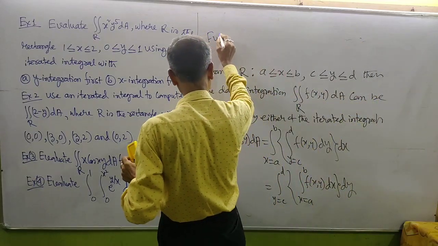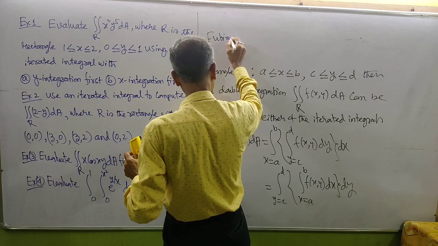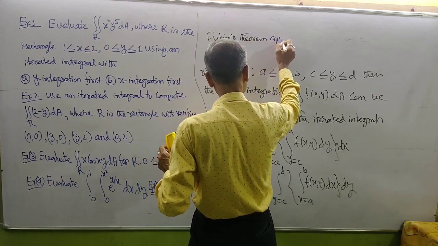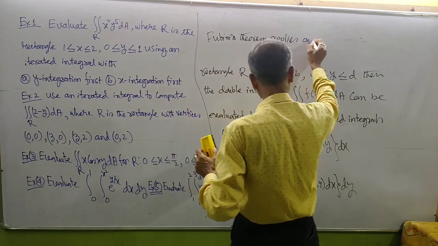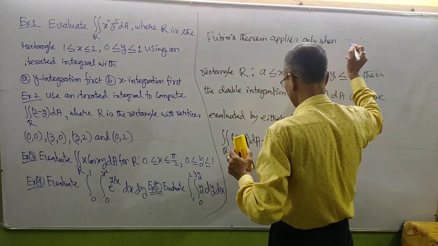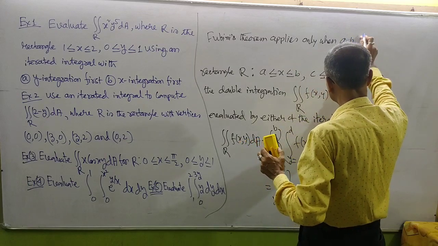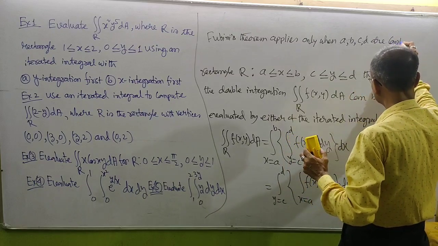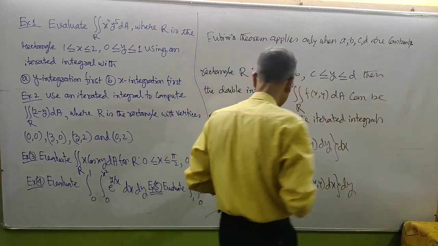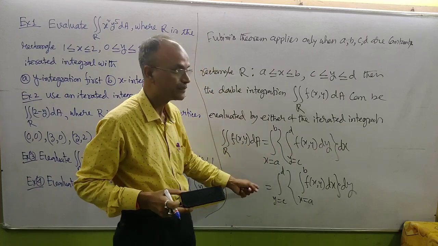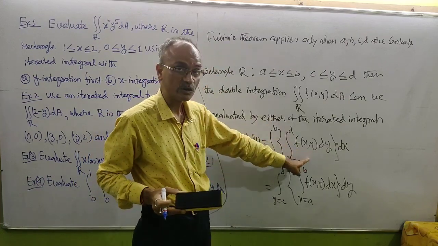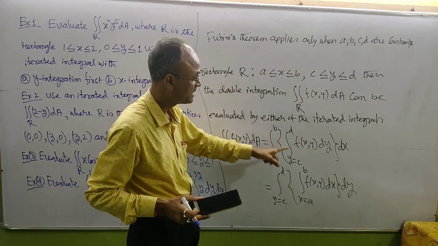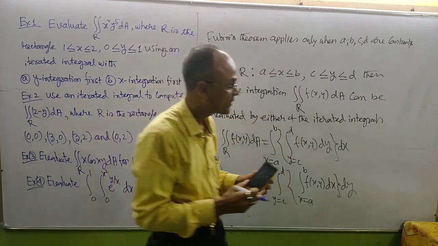Fubini's theorem applies only when a, b, c, d are constants. Then both the values will be the same. f(x,y) should be continuous over the rectangular region. It is continuous. Then now properties.